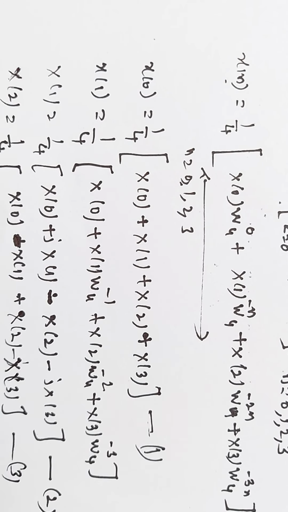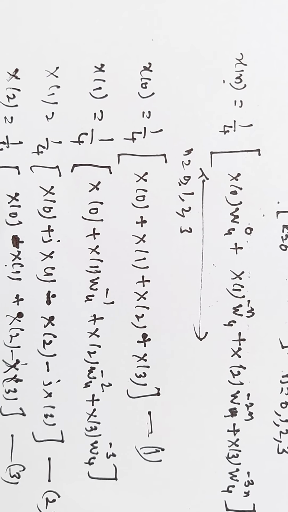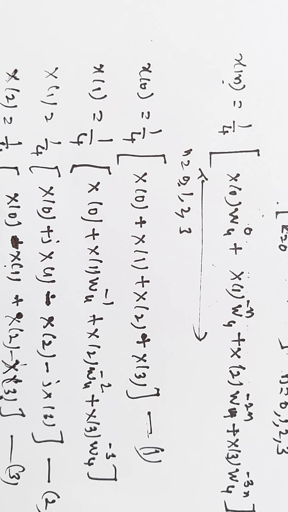This is equation 3. See, the only difference is the same. In the DFT, you get x of 0 minus x of 1 plus x of 2 minus x of 3. But in the IDFT, you get capital X of 0 minus capital X of 1 plus capital X of 2 minus capital X of 3. But the only thing is, it is divided by 4.